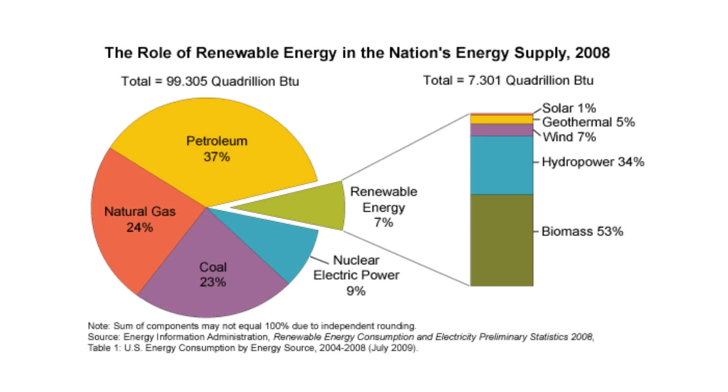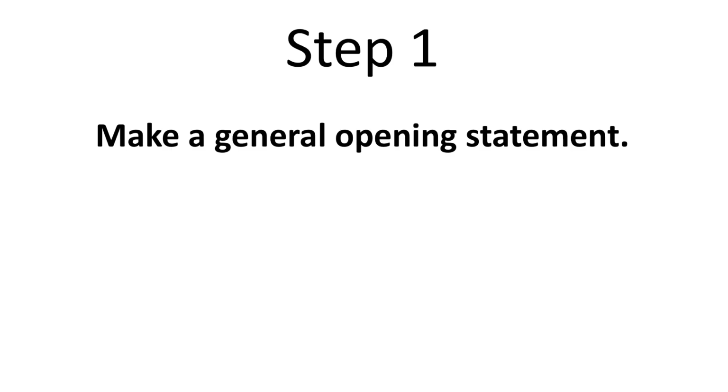So when you are faced with an image like this, the very first thing that you have to do, the first step, is make a general opening statement. Now this applies to all the describe image questions. You obviously have to make an opening statement, an overview statement, in which you tell what that image is about. You give a general overview of that image.